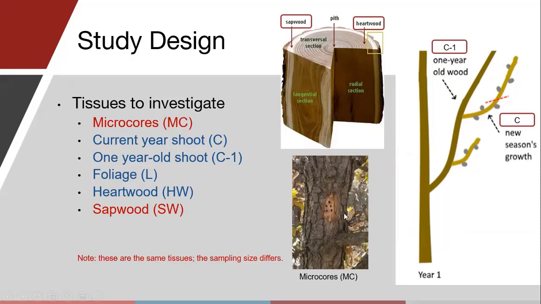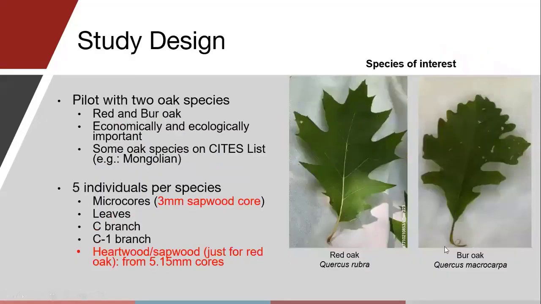So, keeping that in mind, we started with a pilot using two oak species, red oak here on the left and bur oak here on the right. These are both economically and ecologically important for Canada, and there are other oak species listed on the protected species list, such as Mongolian oak. We began the study with 5 individuals per species, but we have expanded it since then to be at least 10 individuals from each species. And you'll note here the difference in size of the microcores and sapwood.